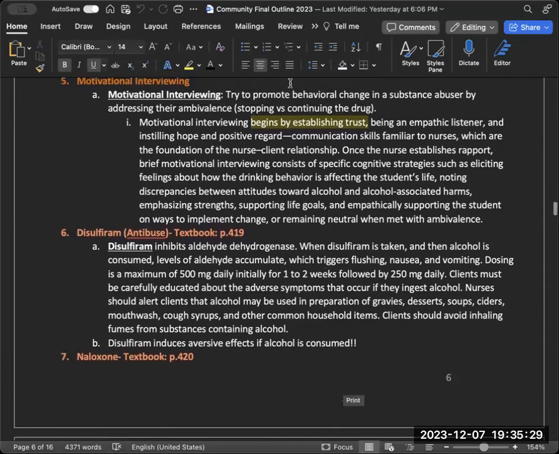But the whole point is, with motivational interviewing, we want to try to make their change. We want to support them, and we want to be there for them and show them their strengths, but we need to establish trust first.